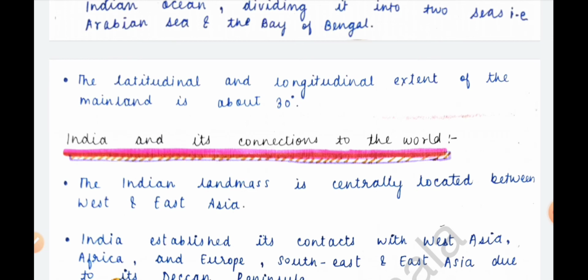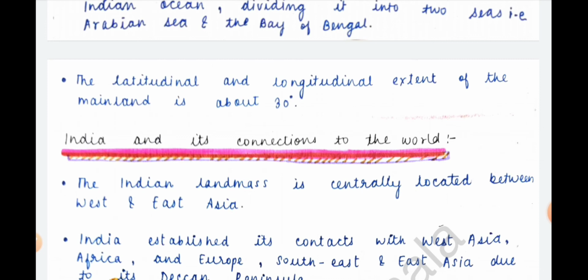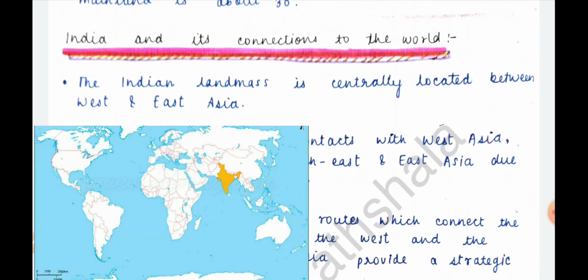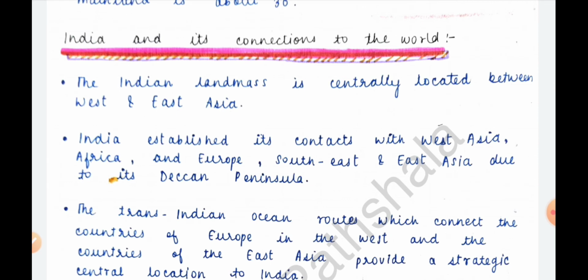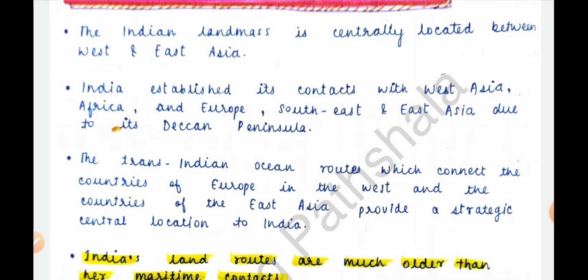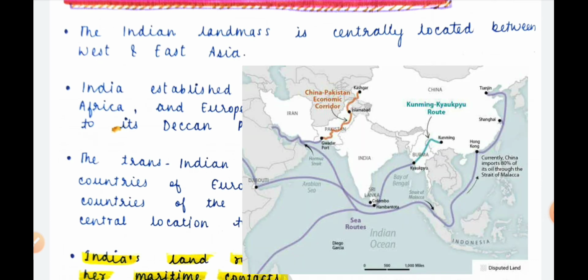Now let's discuss the connections of India to the world. The Indian landmass has a central location between East and West Asia. India is a southward extension of the Asian continent. India established its contacts with West Asia, Africa, Europe, South East and East Asia due to its Deccan Peninsula. The Trans-Indian Ocean routes which connect the countries of Europe in the west and the countries of East Asia provide a strategic central location to India.